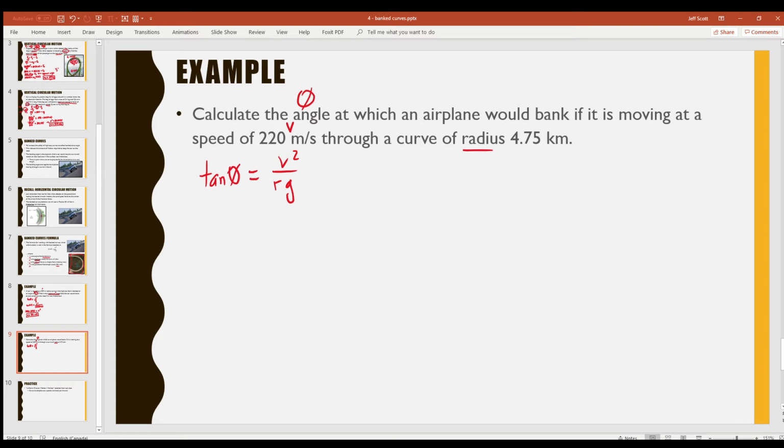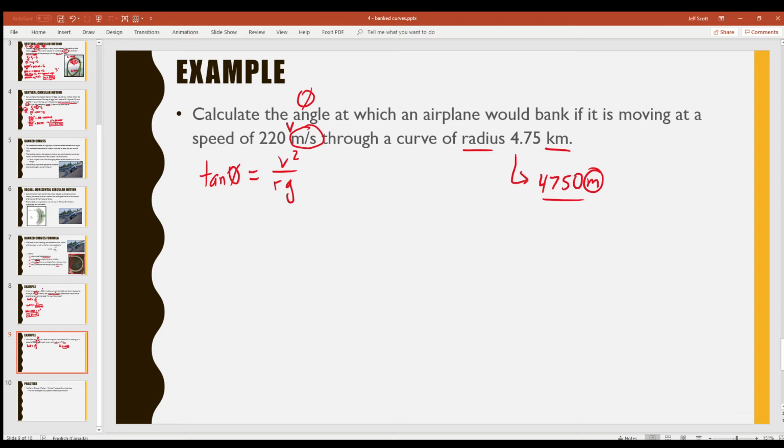Now the one thing I need to give you a heads up on is when you're using this formula, just like any other formula, you need to make sure your units are matching up. Kilometers are not matching up with meters per second, so let's change this 4.75 kilometers into meters before we even begin. So to turn that into meters, of course, there's 1,000 meters in 1 kilometer. So 4.75 kilometers would be 4,750 meters. This instead is going to be the number that we use in our formula because it matches the same units as our velocity, which was meters per second.